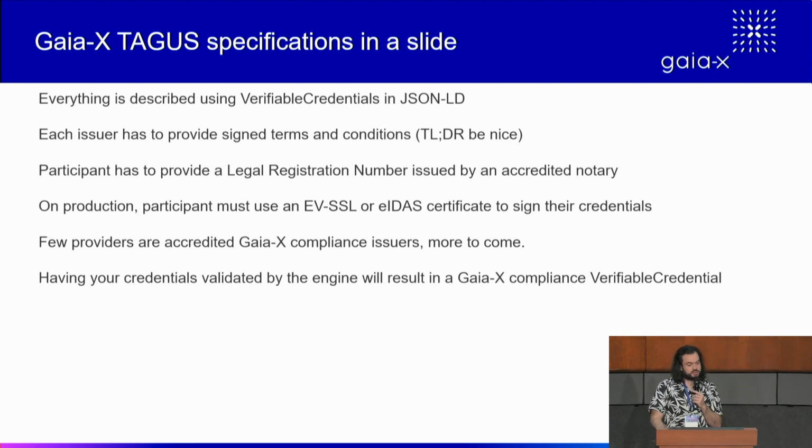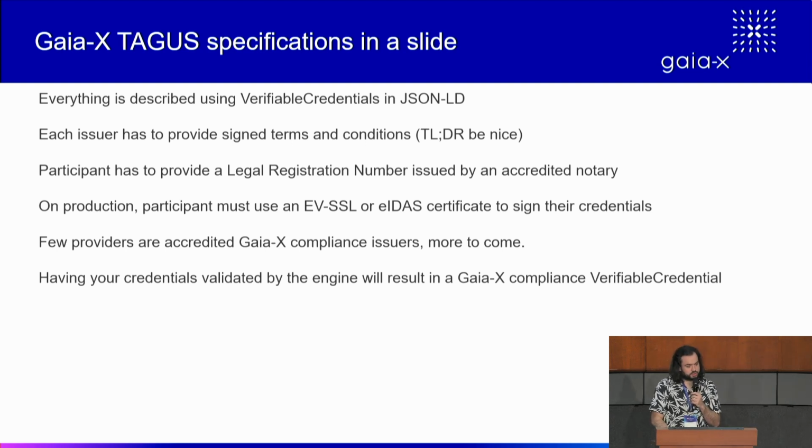The participants have to provide a legal registration number issued by a notary, meaning that your company has a legal existence. On production, so on /v1 for the deployed versions, you must use either an EV SSL, so Extended Validation SSL certificate, or an eIDAS certificate to sign your credentials. The reason is that those 2 certificates legally bind you to the credentials you are issuing.